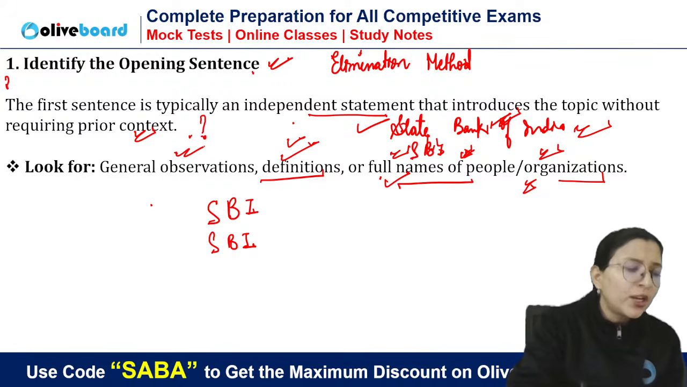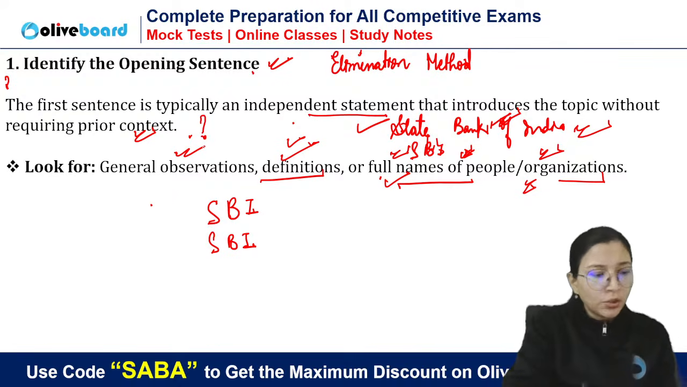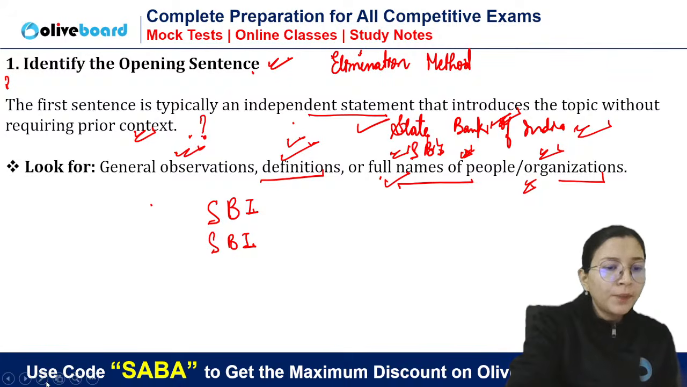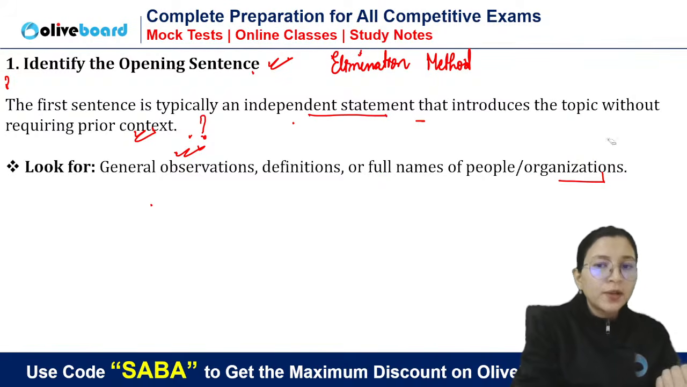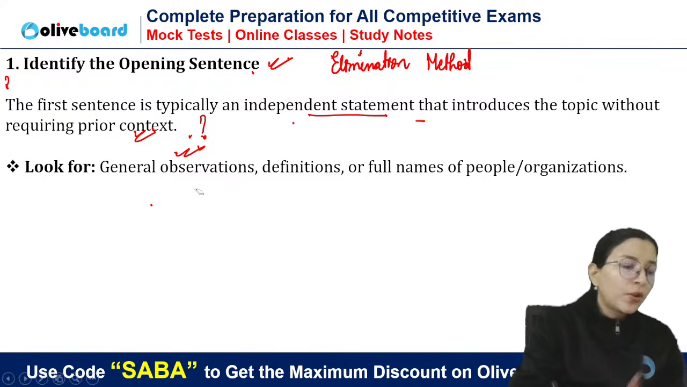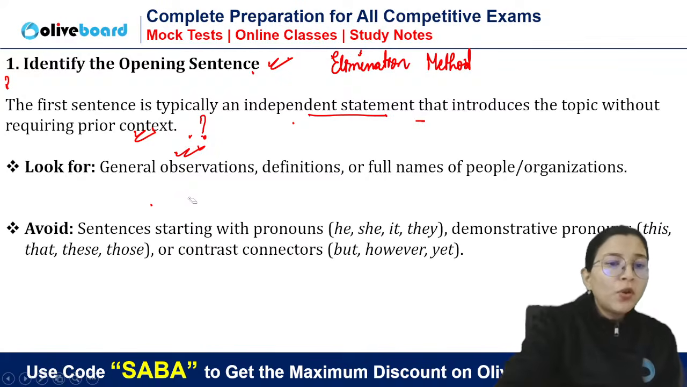General observation, a general statement, that will be the first sentence. Okay? Clear everyone? Now, how to see this? If you don't get any of them, then what will you do? Neither is a definition there, nor a full name, nor a general observation. Then you will focus on the elimination method.